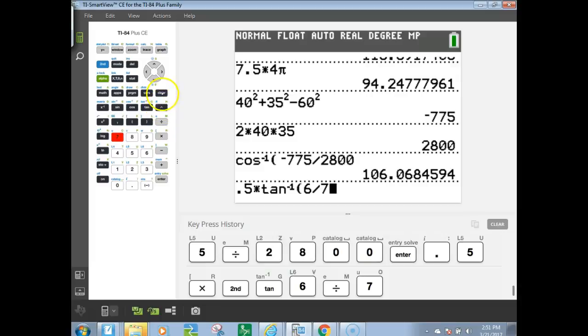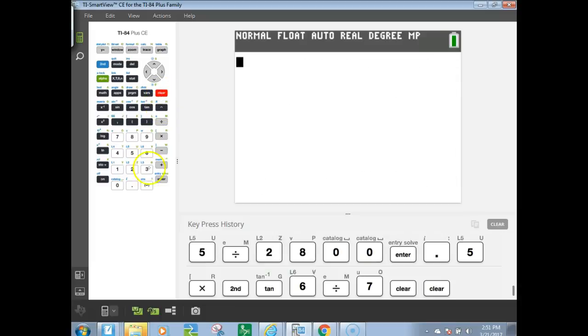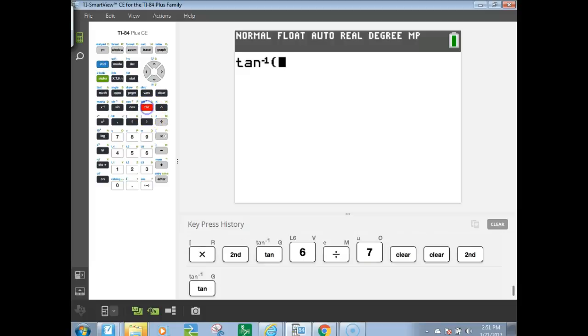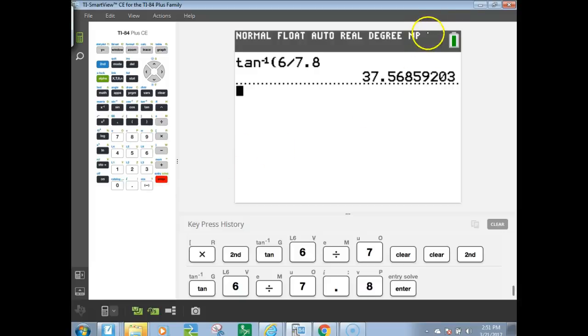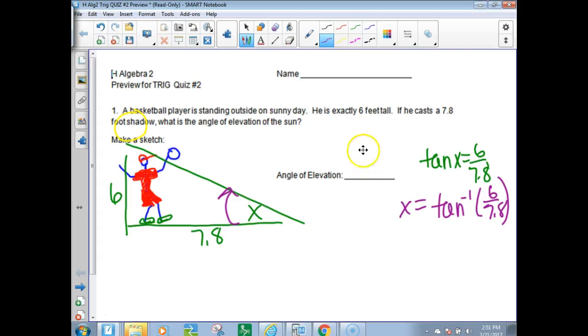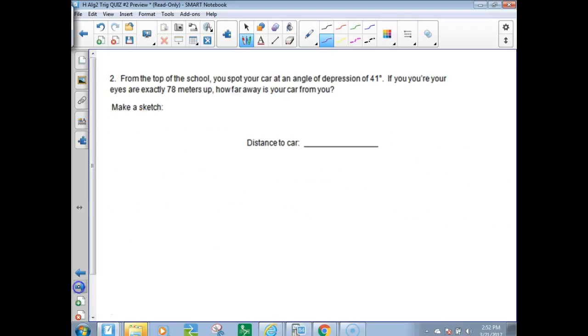What the heck? Where'd that come from? I think I'll just start with a fresh screen. Okay, second tangent, 6 divided by 7.8. All right, 37.6 degrees. So that's the angle of elevation of the sun in this situation.